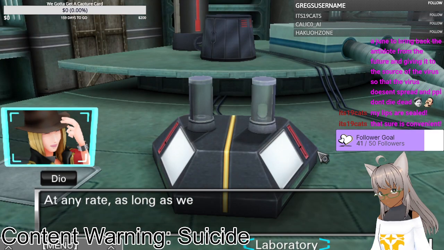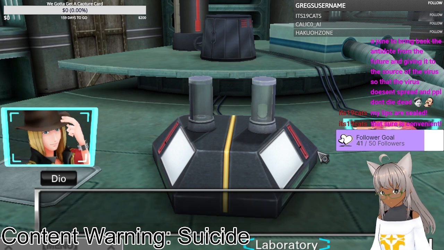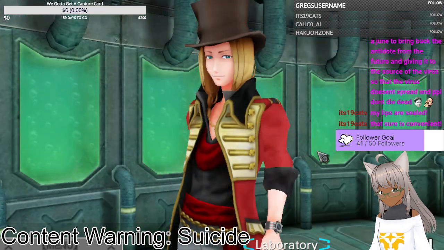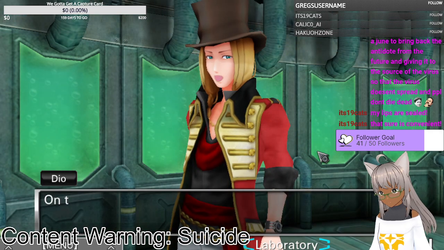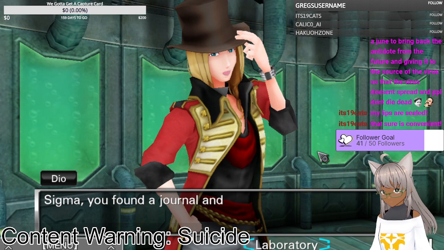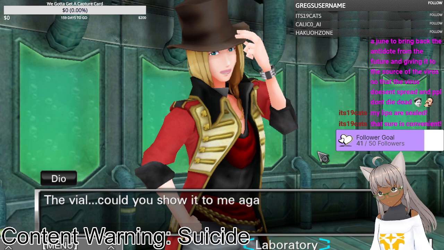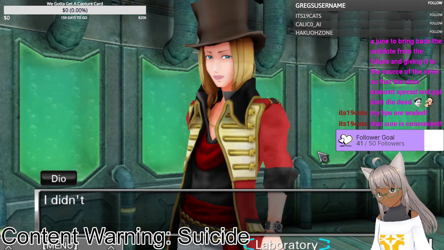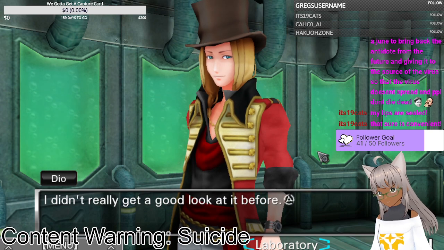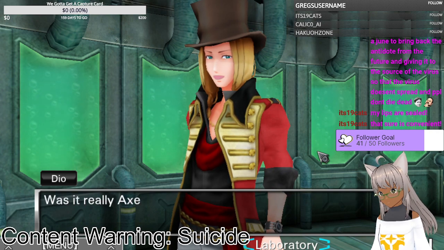At any rate, as long as we don't know what IG means, we can't do anything with this machine, right? That's right. Makes sense. On to the second issue. Sigma, you found a journal and some sort of vial in the safe, right? The vial. Could you show it to me again? I didn't really get a good look at it before. You guys were in there so close I could barely see it. Was it really Excelivir?